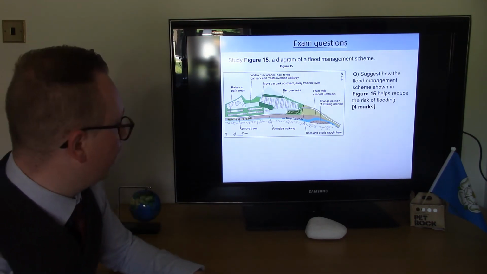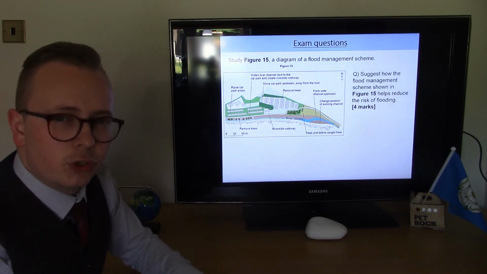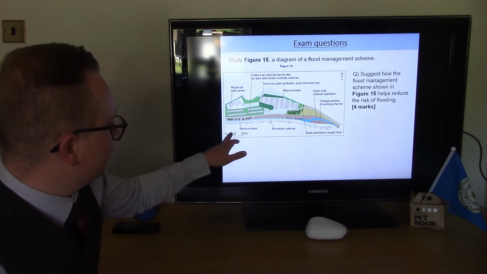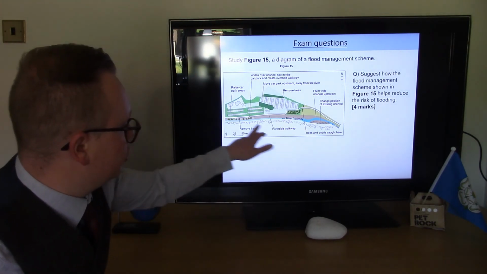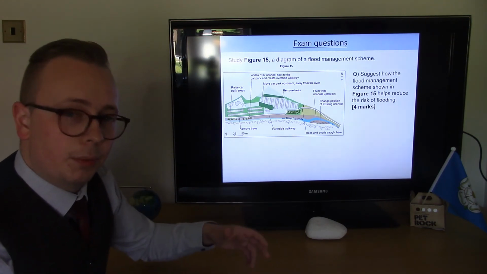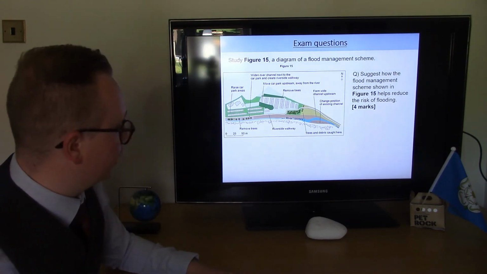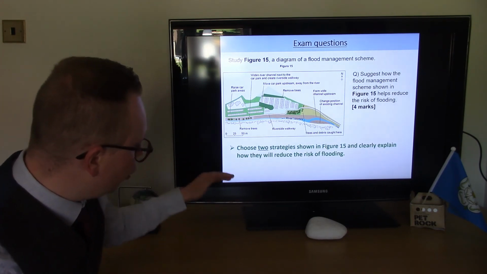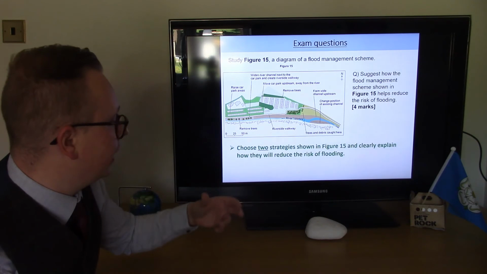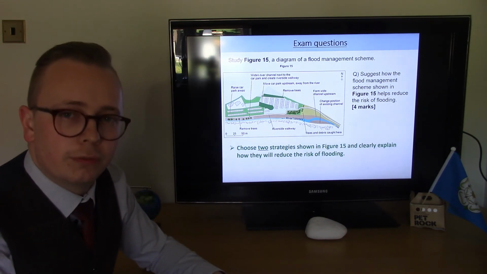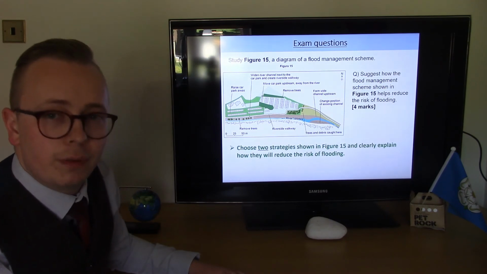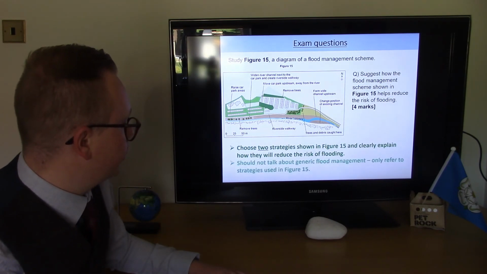It's a 4 marker. So a 4 marker will have to really have 2 explained points. And of course use figure 15. So we can see we've got a range of strategies on here. I'm not going into too much detail on those today because in the next video I'm going to talk more specifically about what's happened in Boscastle. But what we need is 2 clear strategies chosen from figure 15 and clearly explaining how that's going to reduce the risk of flooding. So picking 2 and clearly explaining how it has a positive impact on reducing flood risk.